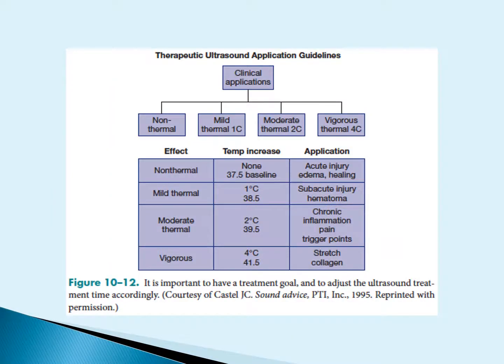So here are clinical applications of ultrasound. We have our non-thermal, mild thermal, moderate thermal, and vigorous. The main thing I want you to know, again, is thermal is to help tissues extend, relax, and calm down muscle spasms. You're looking for a heating effect. Non-thermal or pulsed is going to be for healing tissue. Typically, we're talking about ligaments and tendons.